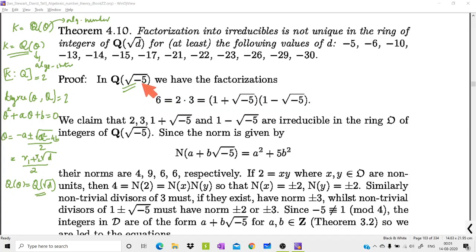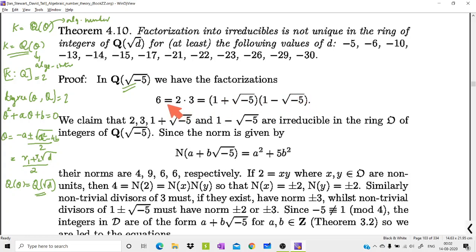That means you can use these arguments to prove that a domain is a non-unique factorization domain. First, consider 6 in Q of root minus 5. Obviously, 6 is an element of this because 2 is an element of Q of root minus 5, and 3 is an element of this. So this 6 can be written as 2 into 3, and as 1 plus root minus 5 into 1 minus root minus 5.